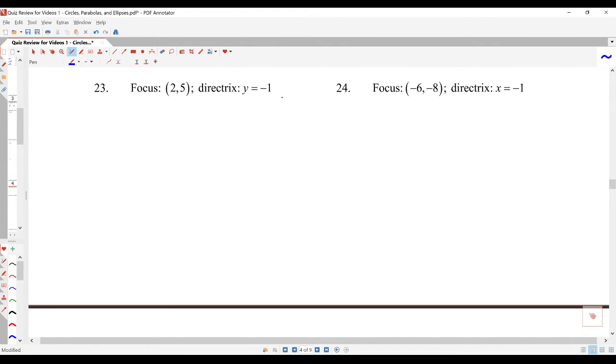Number 23. We have a focus at (2, 5). We have a directrix of y equals -1. Go ahead and put arrows on the axes just to distinguish them. So we should be able to see that our vertex is going to be somewhere in between, and that it's going to open up.